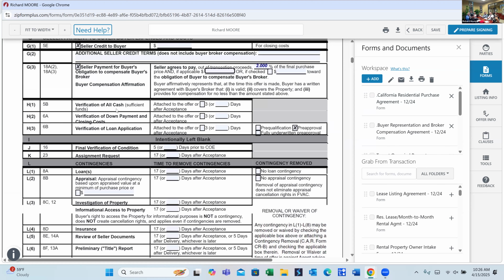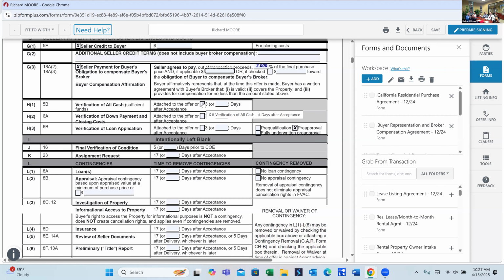Okay. Now, we're on the RPA again, section H1, verification of all cash. Now, sometimes in past iterations of a purchase contract, the default was not the same here. The default for section H1, H2, and H3 is all the same. That means I have actually attached this documentation to the purchase contract. So don't check the box. So if you have the verification of funds, you have the verification of down payment and closing costs, and you have the verification of loan application, don't check these boxes.